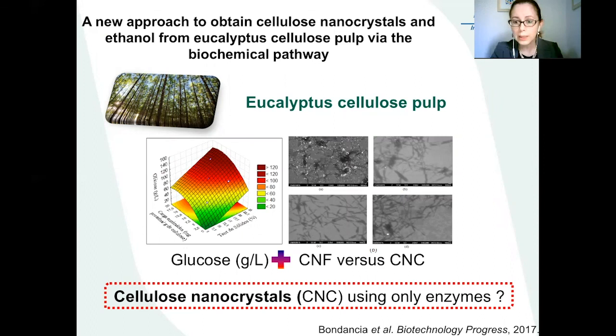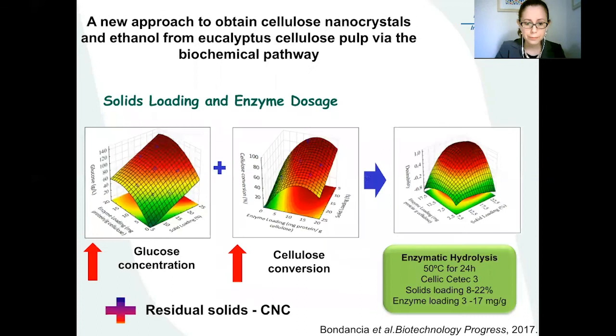And so for this, we studied the enzymatic hydrolysis process of the cellulosic eucalypt pulp. We studied different enzyme loadings and solid loadings, and these two surfaces were superimposed to find an optimal condition that would allow us to obtain a condition with high glucose concentration as a result of the hydrolysis, associated to a residual fraction of solids that would also allow us to obtain the nanocellulose material.